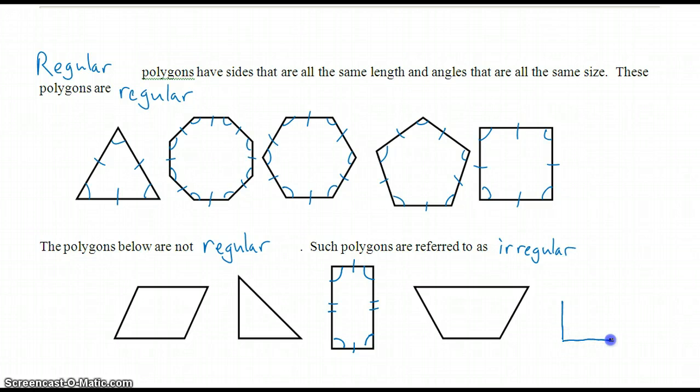We can have a polygon where all the sides are the same length, but the angles are not the same. This pentagon looks like it should be regular because all the sides are the same length. But if we look at the angles, I have two right angles, two angles that are obtuse, and one acute angle. This is not a regular pentagon. This is the regular pentagon.